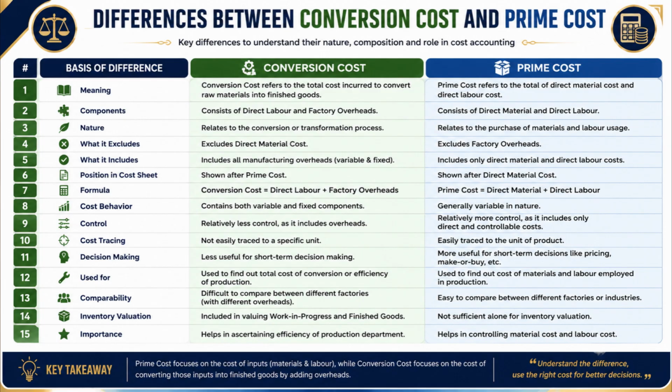Number 13. Conversion cost is difficult to compare between factories because overheads may differ, whereas prime cost can be compared more easily between industries. Number 14. Conversion cost is important for inventory valuation and work-in-progress calculation, whereas prime cost alone is not sufficient for complete inventory valuation. Number 15. Conversion cost helps management evaluate manufacturing efficiency, whereas prime cost helps control material and labor costs effectively.